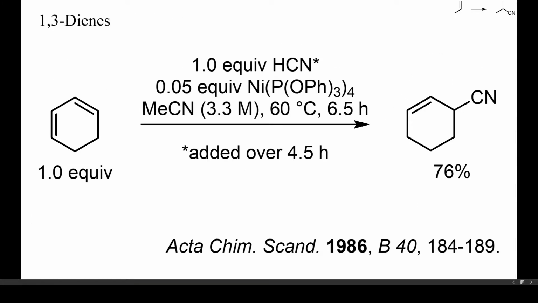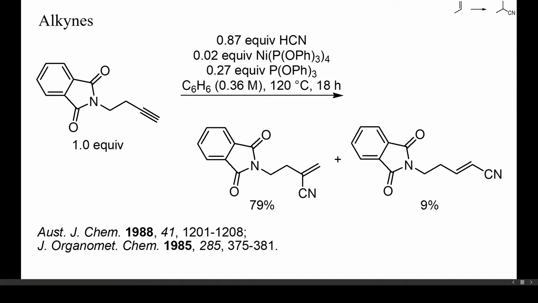1,3-dienes are similarly reactive as styrenes and do also react with hydrogen cyanide in the presence of nickel catalysts. This here is an example of the hydrocyanation of cyclohexadiene, which gave a good yield of cyanocyclohexene. Examples have also been reported of the addition of hydrogen cyanide to alkynes. Interestingly, these reactions can be performed in such a way that no second cyanide addition occurs to the newly formed acrylonitrile. As shown here, though, mixtures of regioisomers may result.